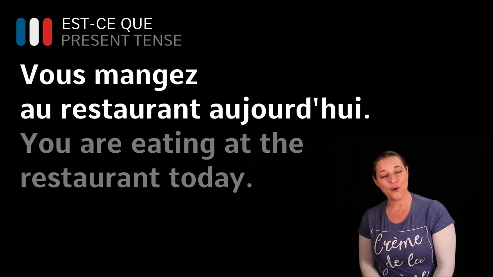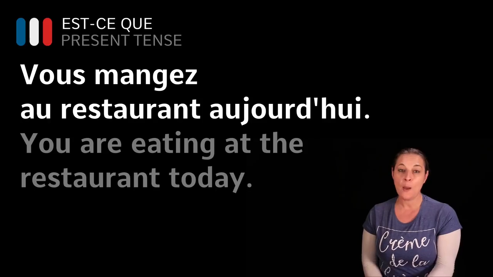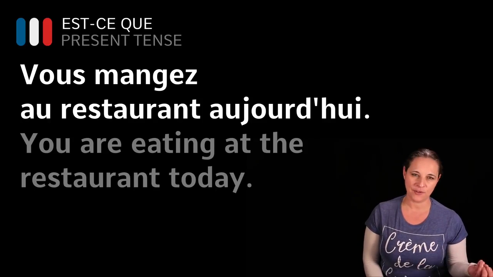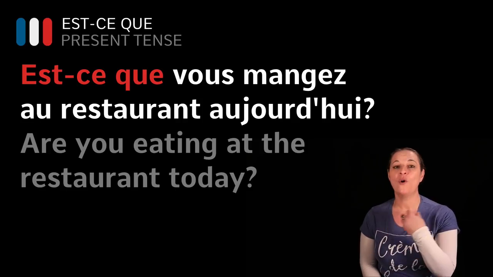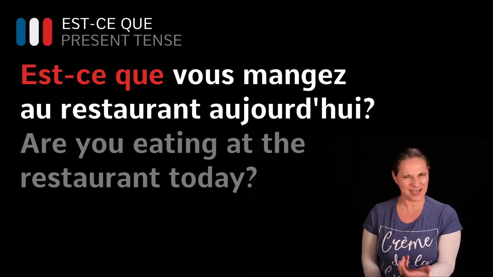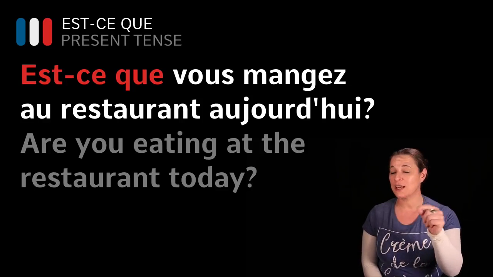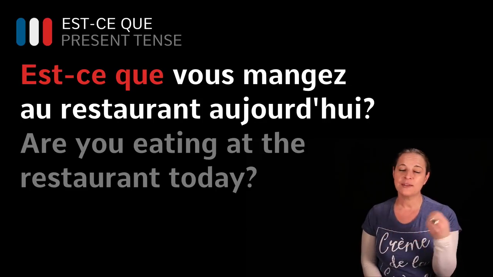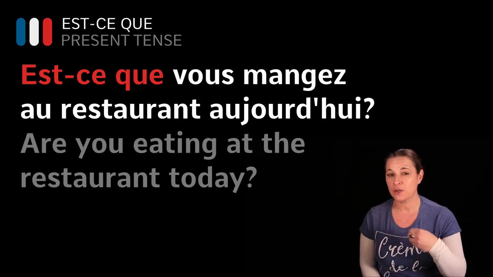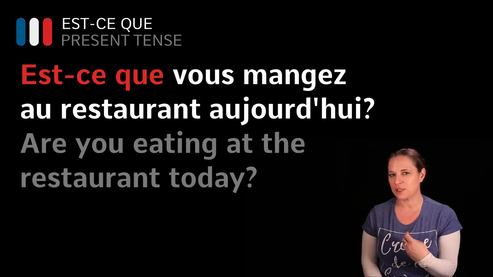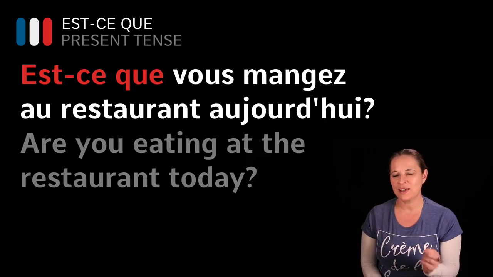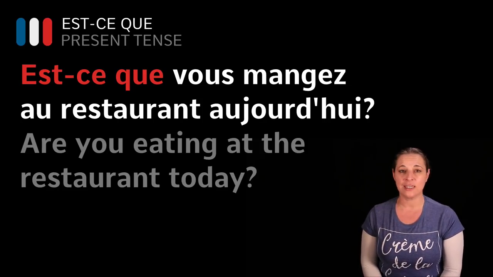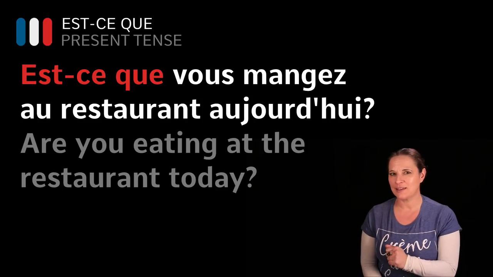Vous mangez au restaurant aujourd'hui, but you must add est-ce que in front of it and it becomes est-ce que vous mangez au restaurant aujourd'hui? Okay? Is that okay? So I know it will take some time, especially for you to translate from English to French, because in English you have such a thing as a continuous tense, which we don't in French. So you need to work out, well, okay, are you eating? You are eating. How do you say this in French? Just reduce it. We don't say you are eating, you say you eat, okay?